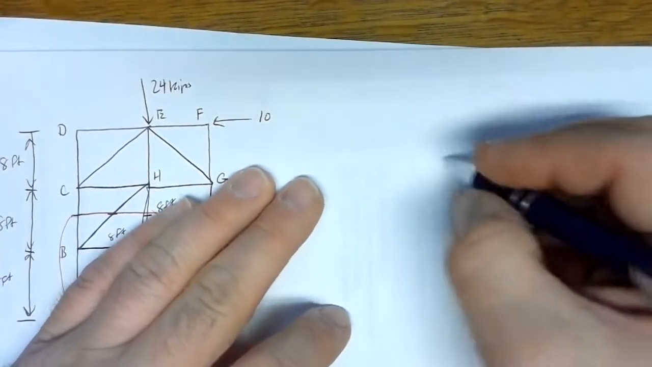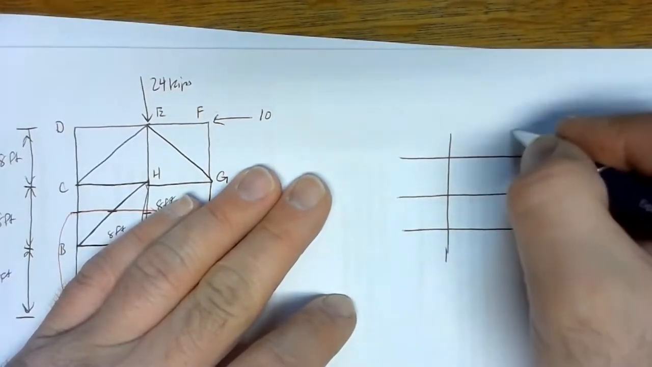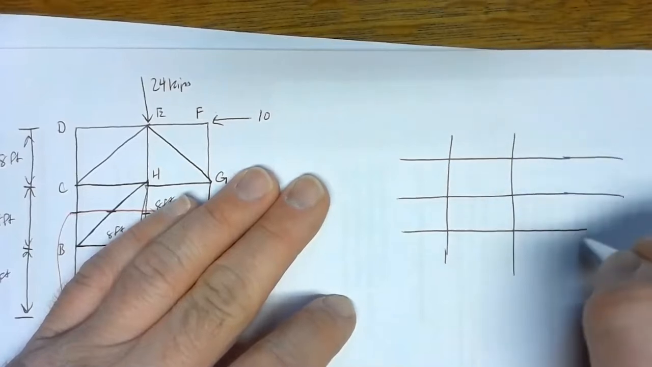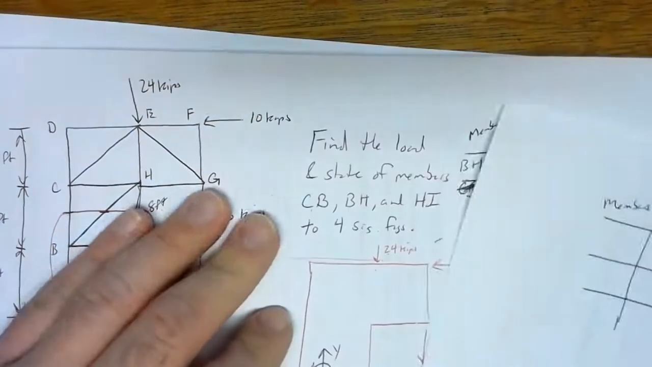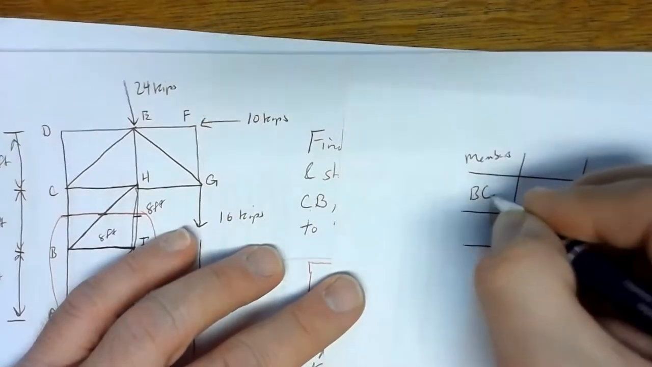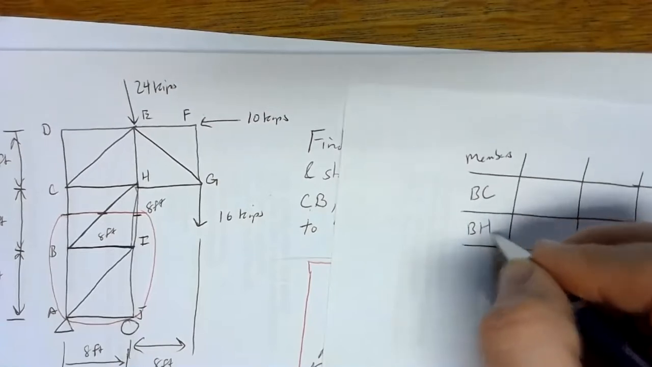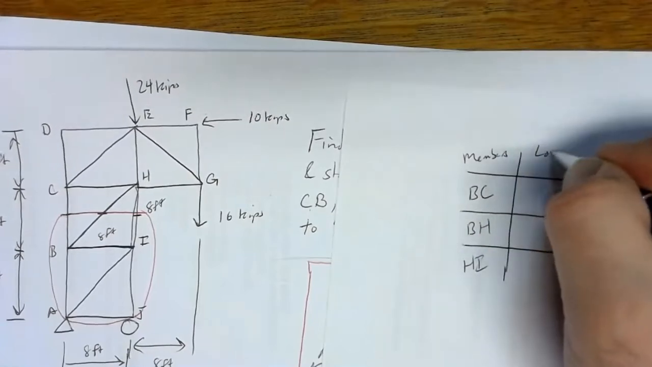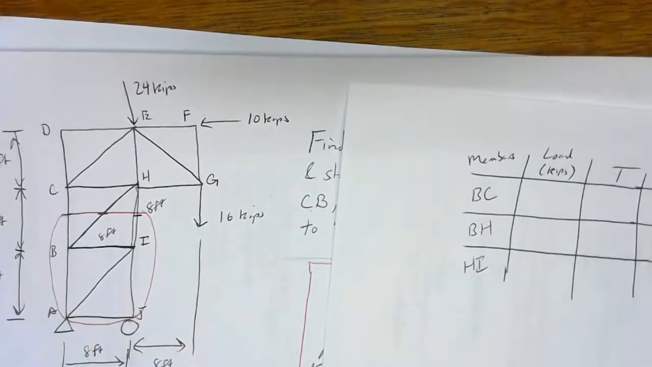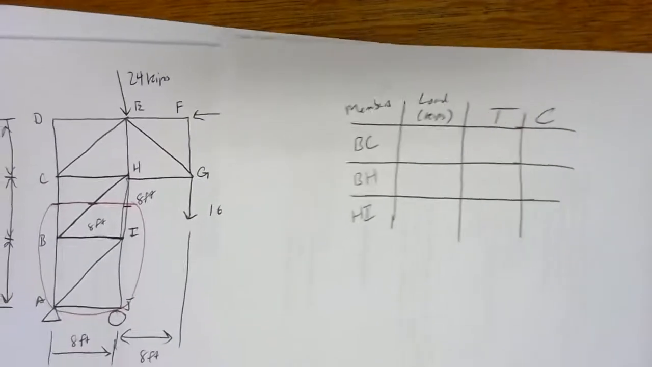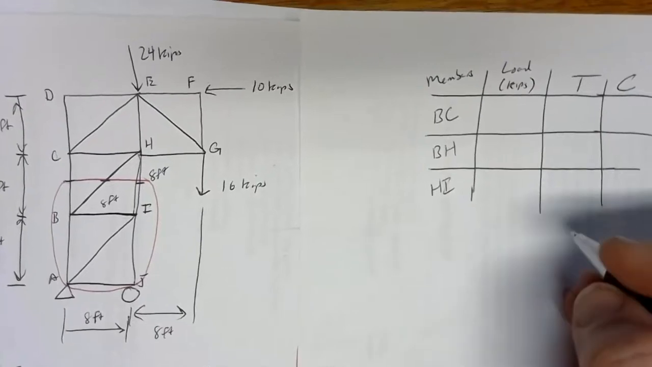All right, so we had 3 members. There we go. We had BC, BH, and HI. The loads were in kilonewton, or were in kips. And we have tension or compression. So let's fill in what we know. We had member HI, we got negative 36 kips.